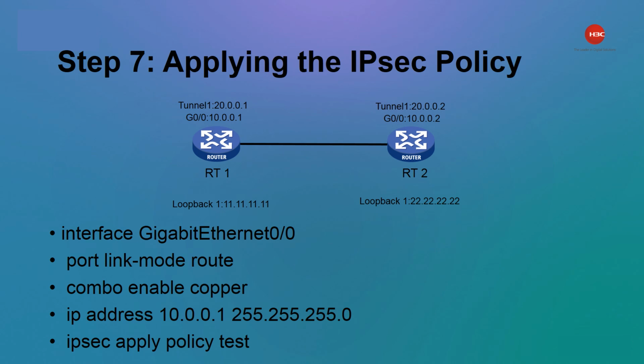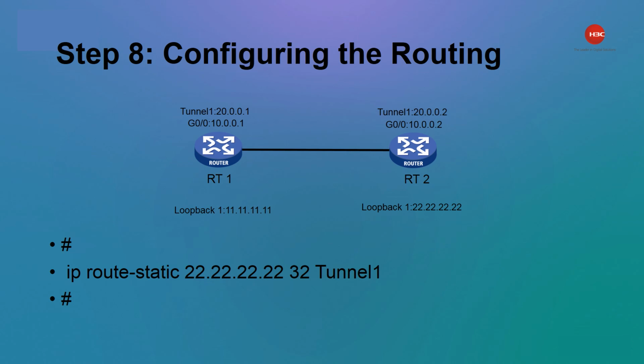Step 7. Applying an IPsec policy to an interface. It takes effect by applying an IPsec policy on the interface. If this command is not configured, the IPsec policy will not take effect, so it's very important. The last step is configuring the route. Configure a static route to router 2's loopback on router 1, and the next hop points to tunnel 1. The reverse is true for router 2's configuration.